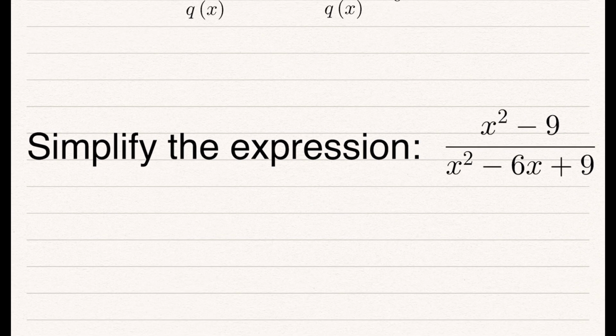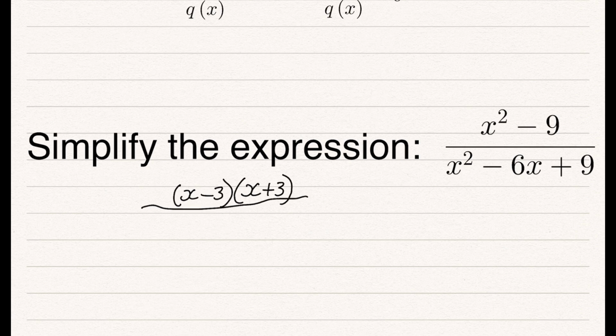So here we have the rational expression x squared minus 9 all over x squared minus 6x plus 9. To simplify this, we need to factor the numerator and factor the denominator. The numerator is the difference of squares. We would factor to x minus 3, x plus 3.